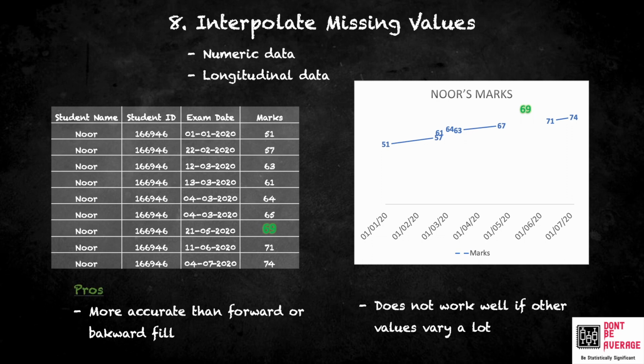Now, one good thing about this, it's more accurate than forward or backward fill. It does not work well if the other values vary a lot. If there is no such significant pattern in the data, if we try to fill in the gap, it will probably lead to something which is incorrect.